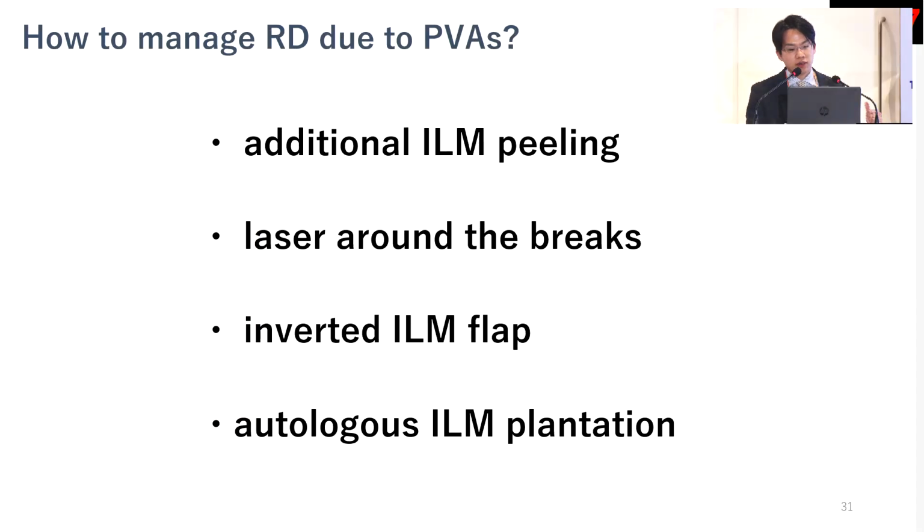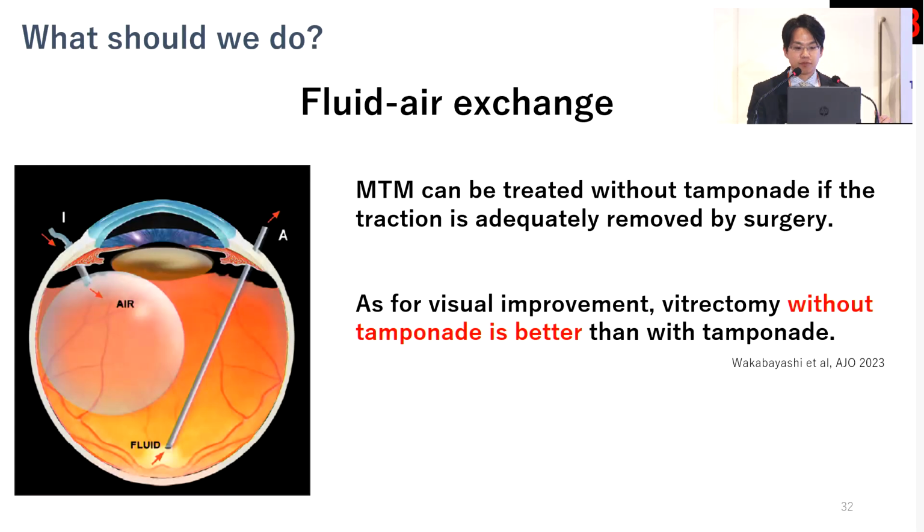So when we face postoperative retinal detachment due to palavascular abnormalities, what can we do? There are 4 choices: additional island peeling, a laser around the breaks, inverted island flap, and autologous island transplantation. Retinal plaques in the posterior pole usually do not enlarge if the island is peeled. However, in high myopia cases, especially high myopia with posterior staphyloma, there can be tractional forces because of the distorted eye shape. So what should we do in the first surgery?